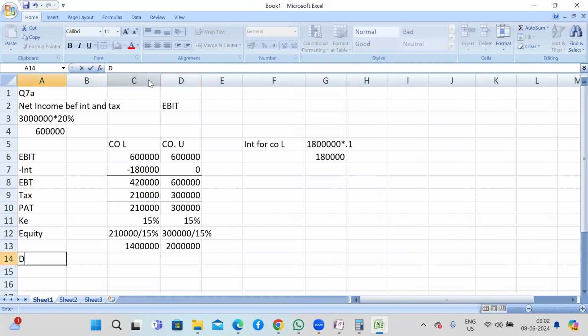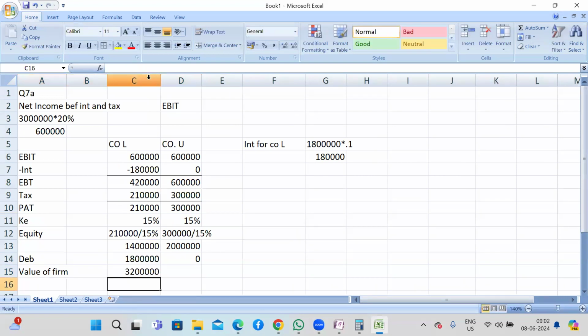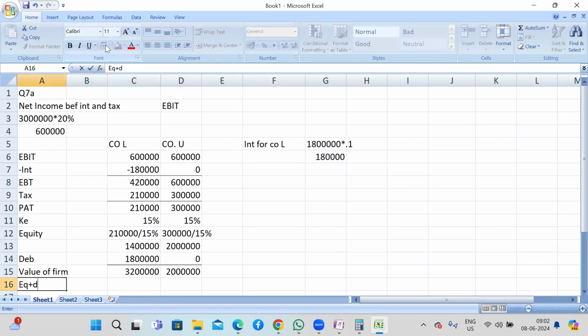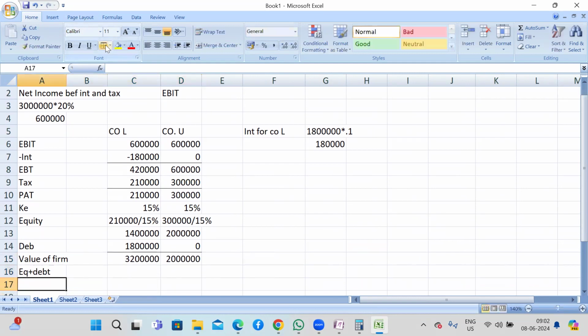Now I want to add debentures. The debentures given in the question for the levered company are 18 lakhs. Here it is 0. So the value of the firm will be equity plus debt. So 32 lakhs, and here it is 20 lakhs. This is the value of the firm.